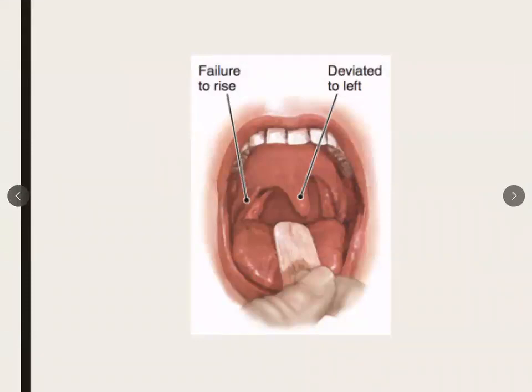And of course, as I have said, tongue, pharyngeal, deviated to the left. When there is a deviation to the left, where do you think the lesion is? Right or left?